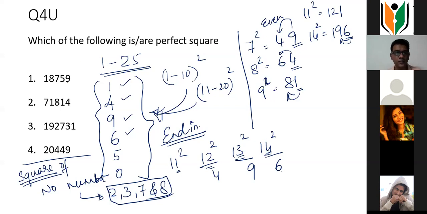Now let's look at the answer. If a square of a number has to end in 9, what has to be its previous digit? According to 7 square, I know it is 49, which means the previous digit has to be even. Now, since the previous digit is not even, this cannot be a perfect square. 4, previous digit again has to be even. Cannot be a perfect square.